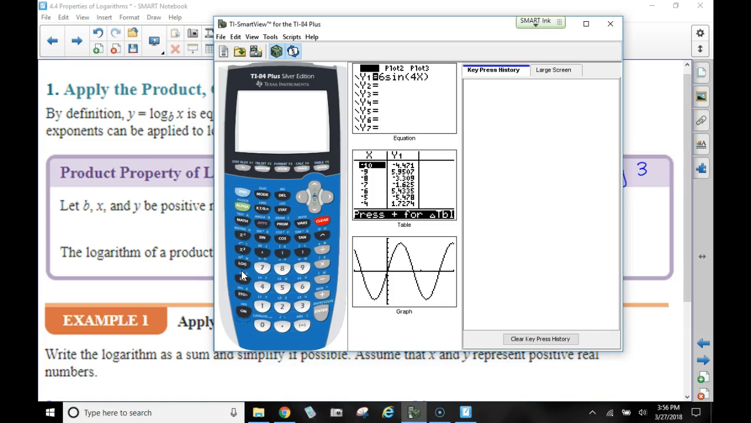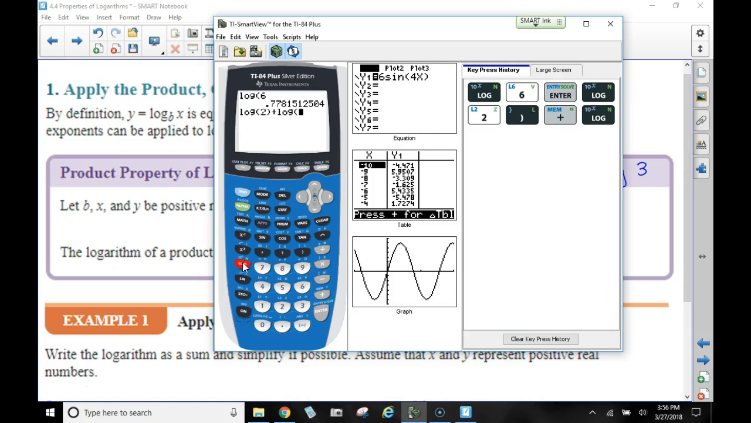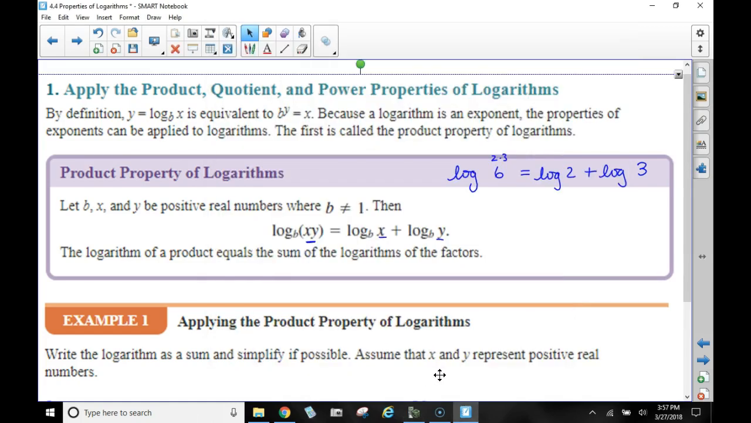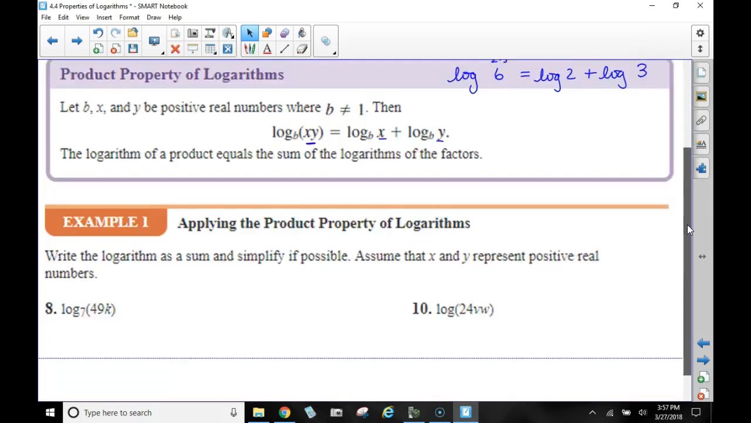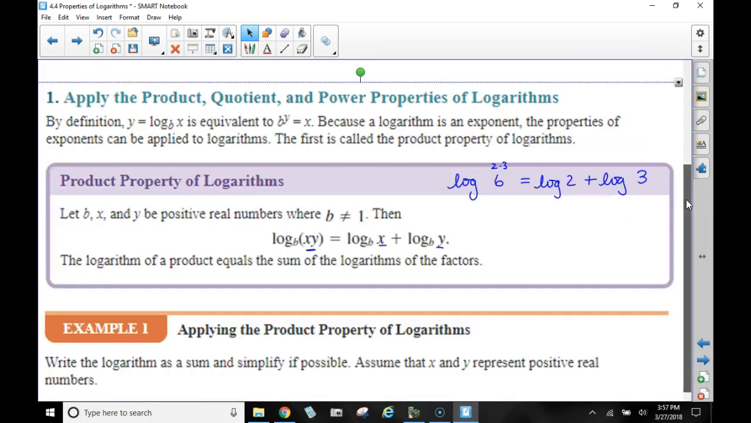But check this out. Log of 6. Remember that number, okay? Now what I'm going to do is the log of 2, and then I'm going to add that to the log of 3. And I bet we're going to get 0.778151, exactly the same thing. All right? That's magic. A little mathematical magic there, friends. All right. So what else we can do with it is simplify some stuff.